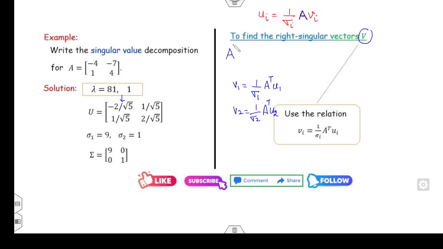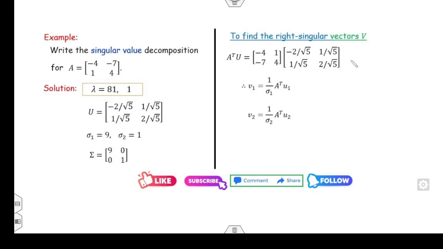So I can find the value of A transpose into U firstly. This is my A. I can find the A transpose. This is my U. I can substitute the value A transpose into U. What answer did you get, children? Quickly do it. 8 plus 1, 9 over root 5. 14 plus 4, 18 by root 5. Minus 4 and plus 2, that is minus 2 over root 5, and the last number is minus 7 plus 5, that is 1 over root 5.